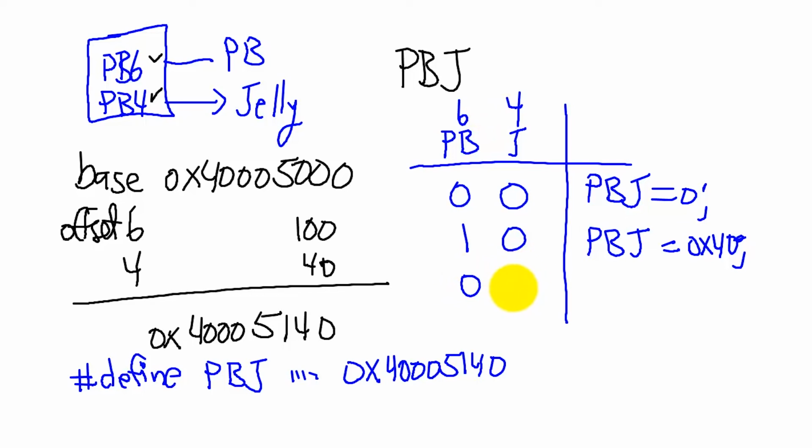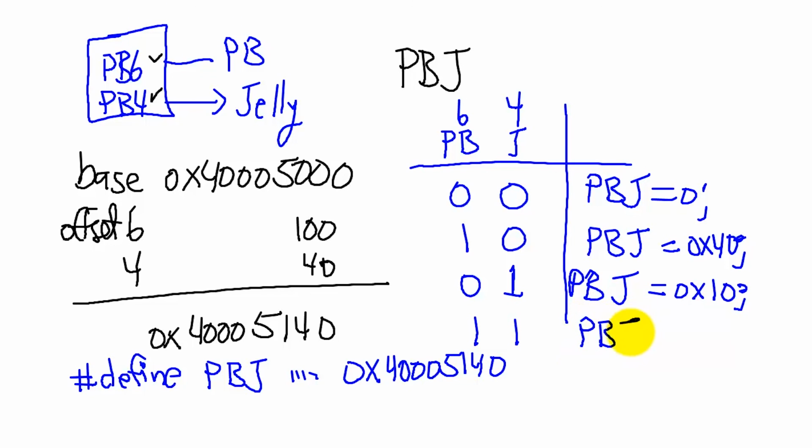If I want just jelly on my sandwich, I'm going to write code 0x10. And that will clear bit 6 and set bit 4. And of course, if I like my sandwiches with both peanut butter and jelly, I am going to write a 50. Okay? And this will set both bits 4 and 6.